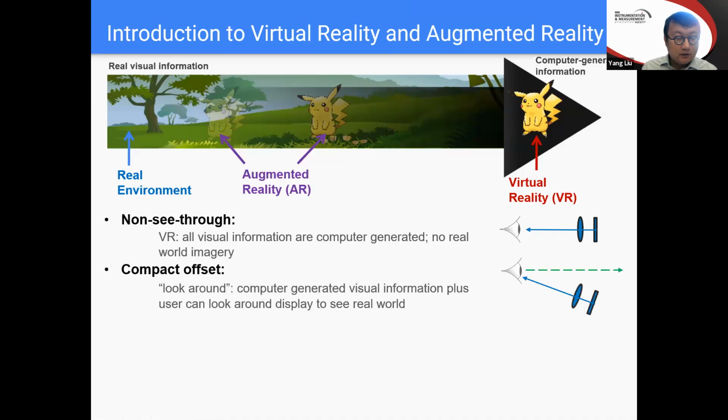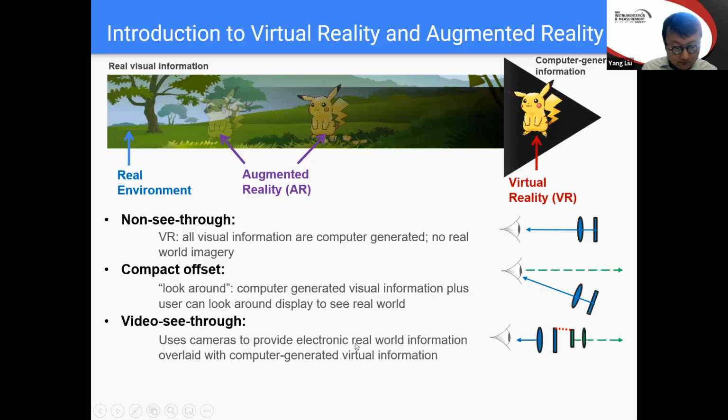The second way to instrument and implement an AR headset is so-called compact offset. Essentially, you can look around the digital display, as shown here. That way, you could either look at the virtual information or look at the real world.